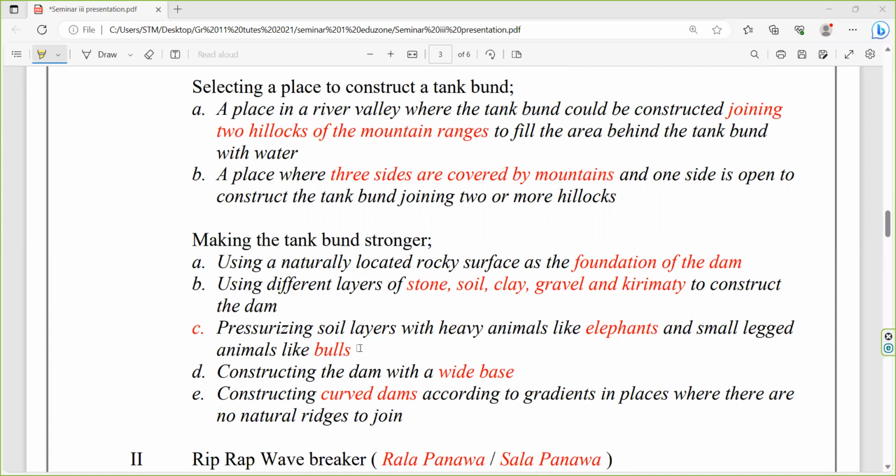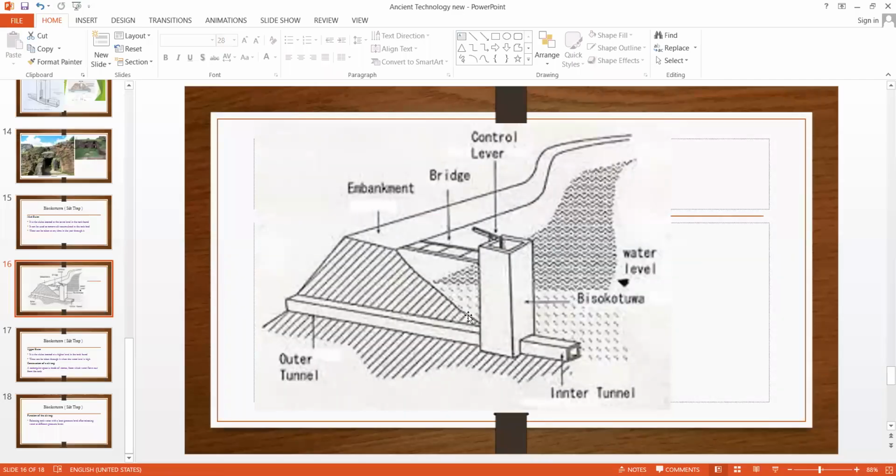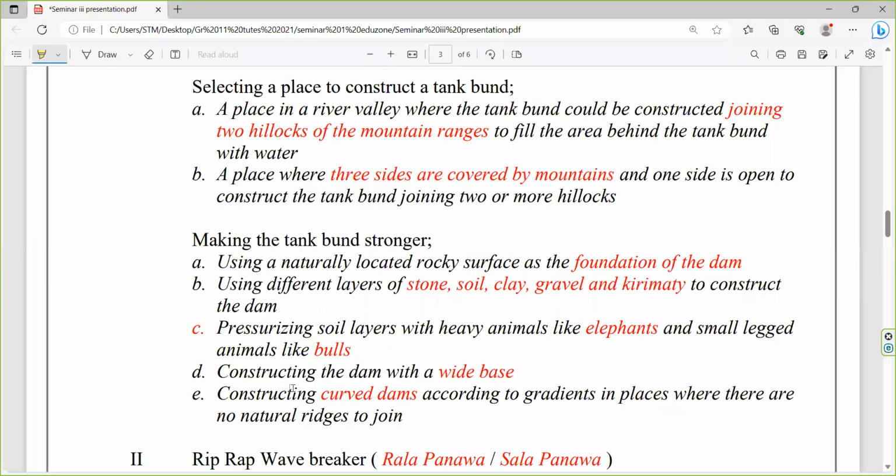Constructing the dam with a wide base. Why should a wide base be there? And a narrow outcrop surface is there. So I have shown you the shape of the dam. In this presentation, you can see the shape of the dam. See that wide base is there. When they have a wide base, the dam will be so stable. And here you see constructing the dam with a wide base.